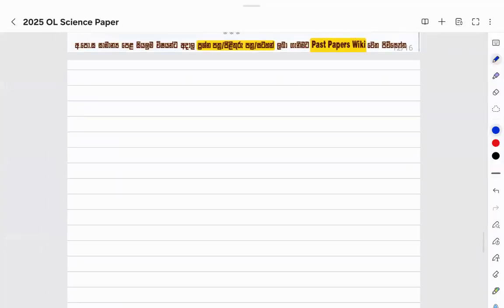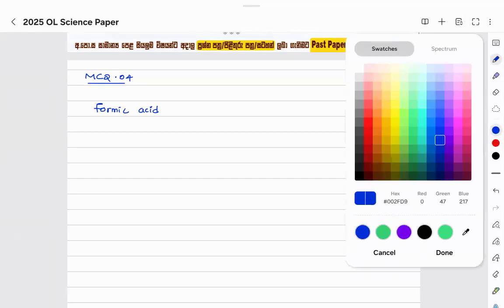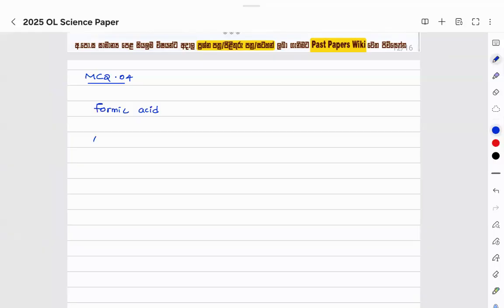So this is MCQ number 4, right? Now formic acid means it's an acid. We know that acid means what? Acid means someone who can produce H pluses to the medium, right? So we know that acid. What is the definition for acid?